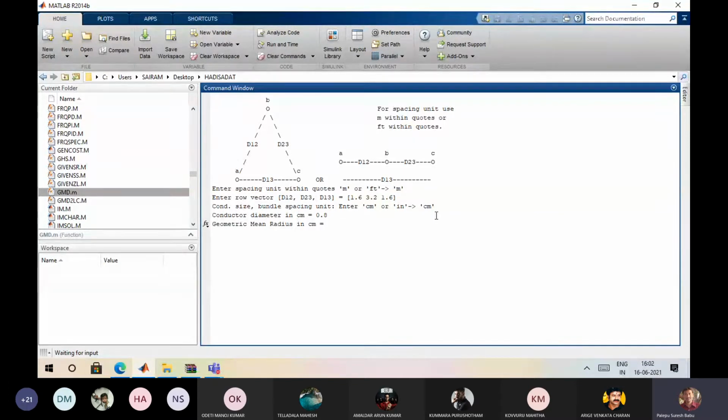Here it is very important to know that the conductor diameter is in centimeters, so the geometric mean radius is also in centimeters.